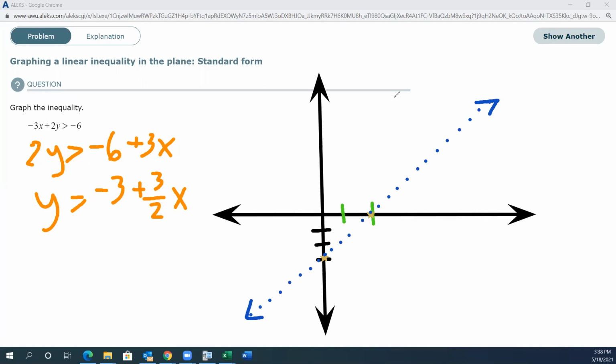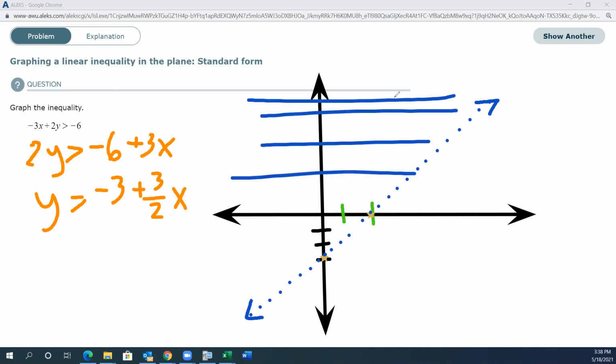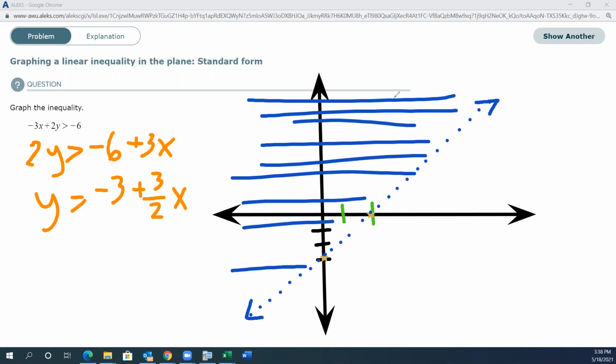Meaning, okay, everything up to it, but not the dotted line itself. Now this time we have a greater than sign, which means we want to shade in points that are above the line, that are greater than the line. So we shade all this in, and it looks like that. Okay. Now you can do that on your calculator. Do the graph, and let me do that with you in a second.